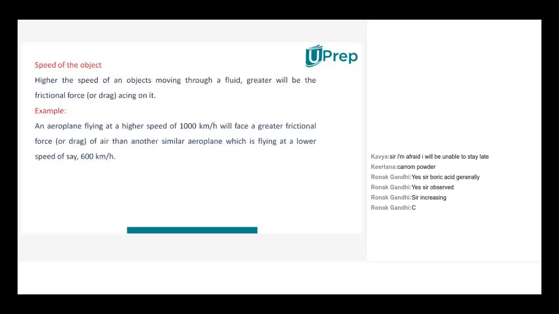Now the second factor. What is the second factor? Shape of the object. And just now we learned about streamlining. Streamlining means giving a particular shape. So objects having streamlined shapes face much less frictional force when moving through a fluid than objects which do not have a streamlined shape. See here, a car has a streamlined shape like a wedge, due to which it faces much less frictional force of air while running at higher speeds.